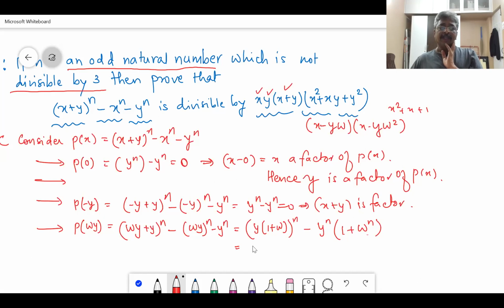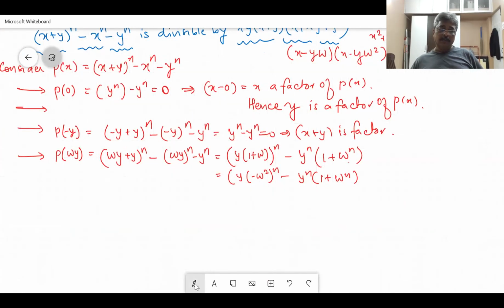Now let us see if we can deal with this. This is y, inside bracket minus omega square raised to n. Why? Because 1 plus omega square is 0. Therefore, 1 plus omega is minus omega square raised to n. And we will have to figure out what this is. So let us keep it like that only: y raised to n, inside bracket 1 plus omega raised to n.